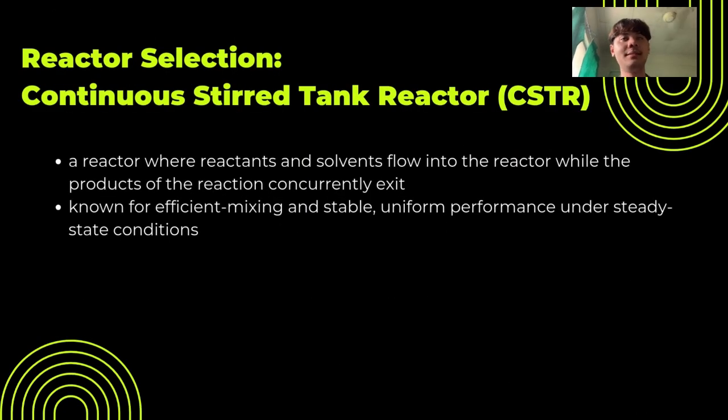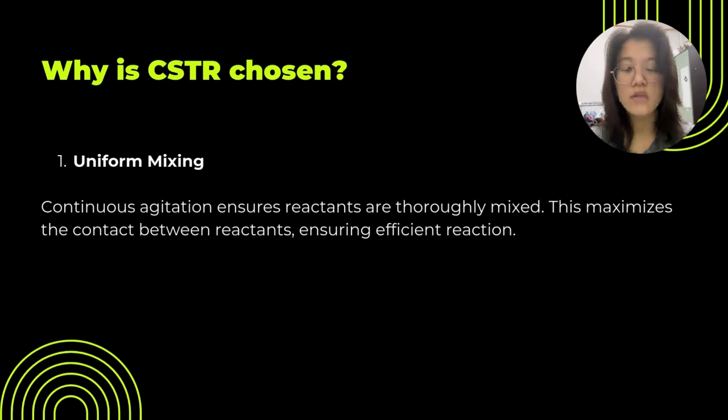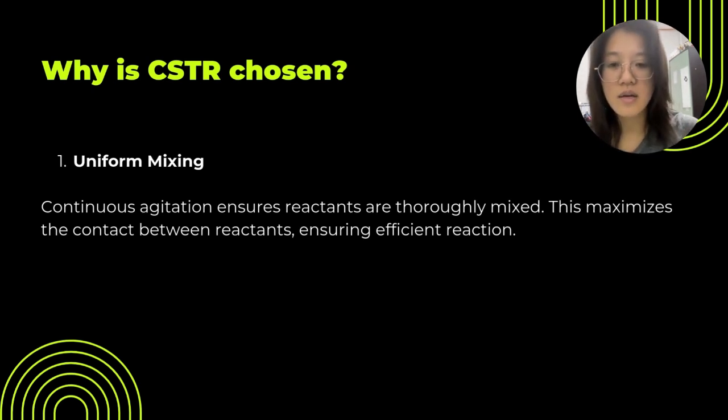For the reactor selection, we have decided to use the CSTR as a reactor, where reactant and solvent flow into the reactor while the product of the reaction concurrently exits. CSTR is known for efficient mixing and stable, uniform performance under steady state conditions. There are a few reasons why CSTR is the chosen reactor. First is uniform mixing. The continuous agitation ensures that reactants are thoroughly mixed. This maximizes the contact between reactants, ensuring efficient reaction.